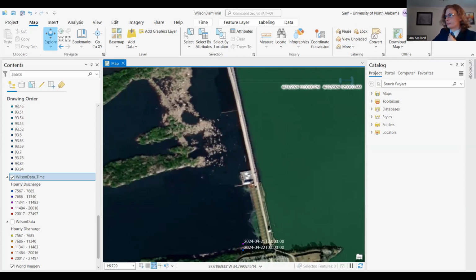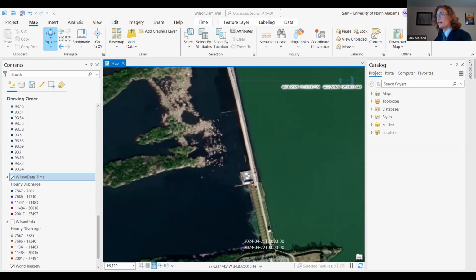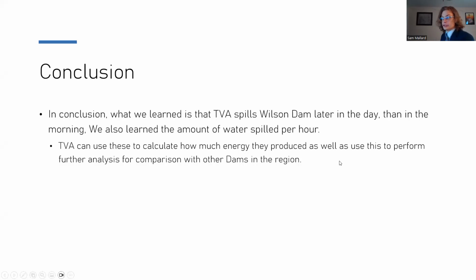Anyway, now let's share my PowerPoint. Now, in conclusion, what we learned about this project is that TVA spills Wilson Dam later in the day rather than in the morning. And we also learned the amount of water spilled per hour. We also asked if there is a difference in elevation, and there's not much of one to begin with.